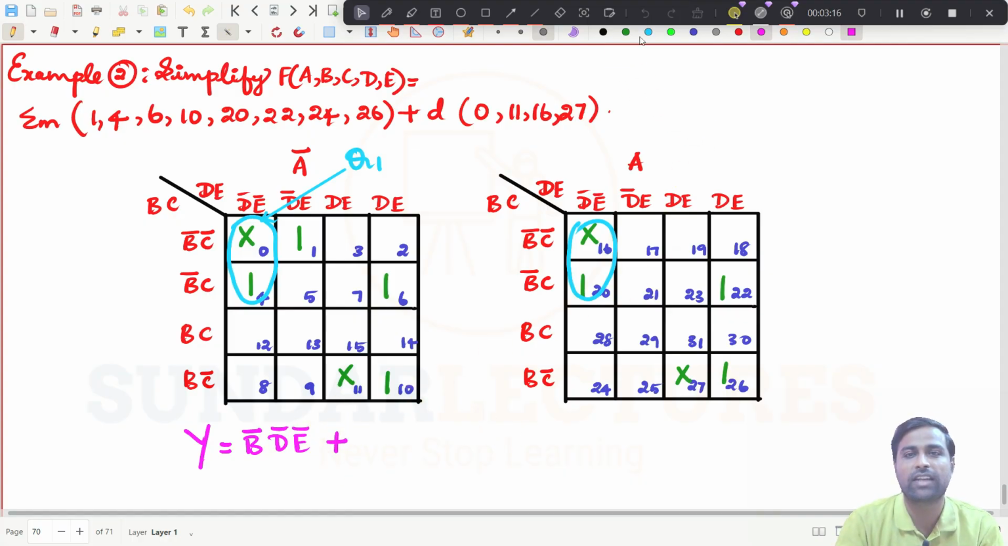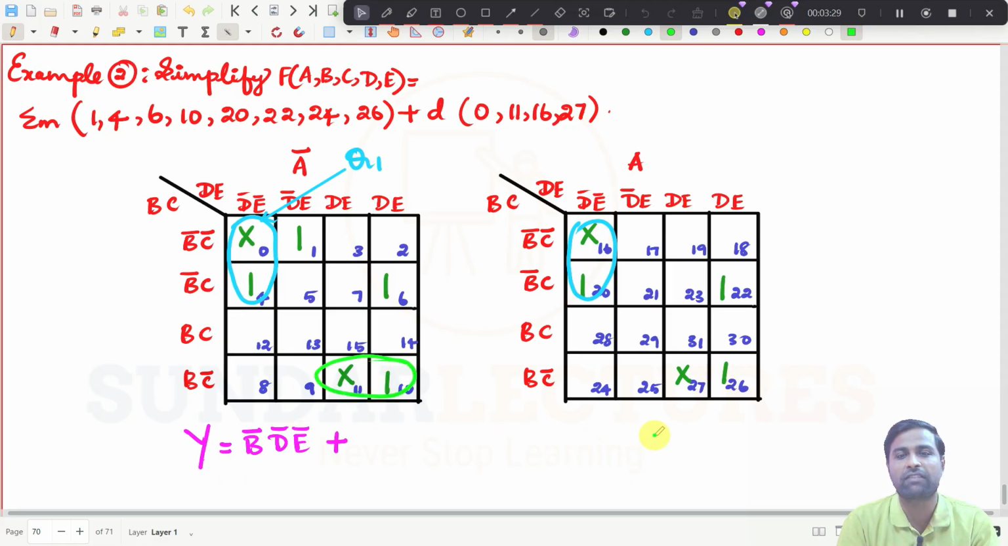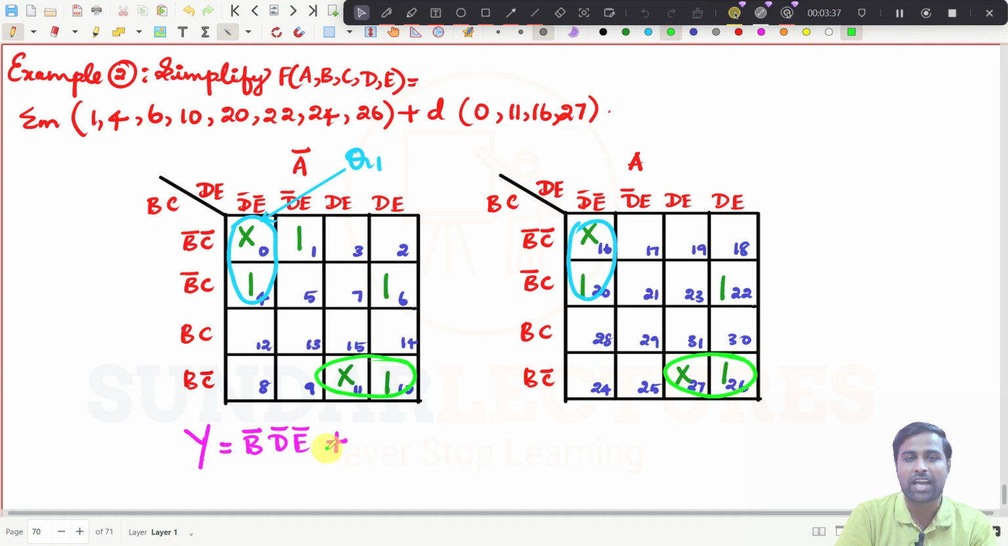And I have to go for the other one. I have to see any pair possibility here. Yes, there is another pair possibility. So I can map these 2 as a pair. Straight away, I have to check whether these 2 cells have ones in the other K map. Yes, it is having 1. So I can make this a quad. This is quad number 2.